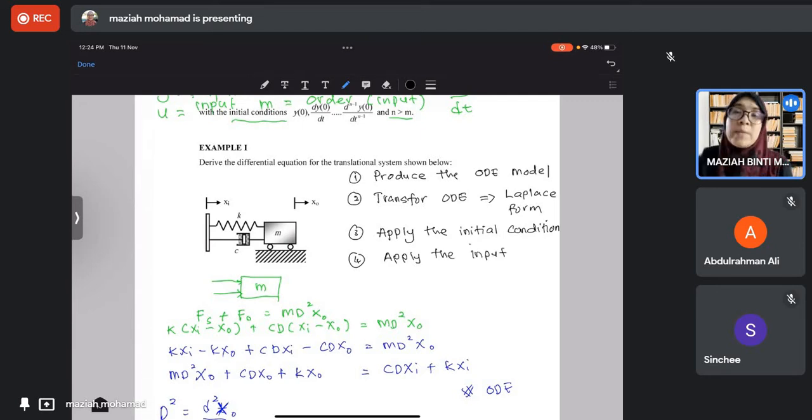Okay, so U is the input, so it depends on the type of input. If it is a step input, then you apply the step input in Laplace form. Step input in Laplace form is 1 over S. If it is an impulse input, it is 1. For a sinusoidal input, there will be a form for that. So we apply the input in Laplace form. After we apply the input, we do the step for partial fraction decomposition.